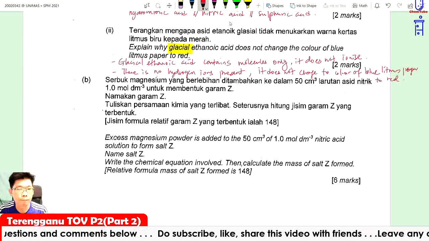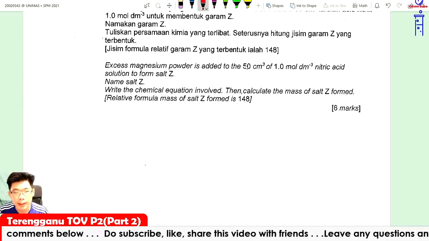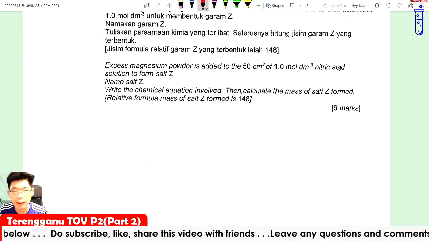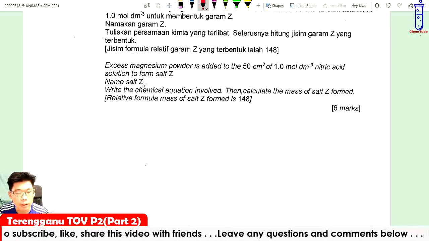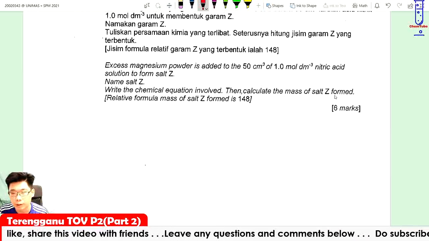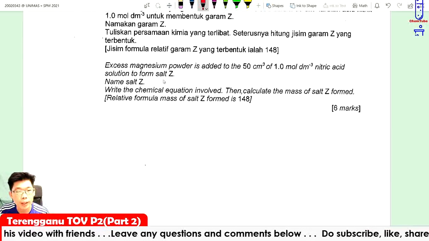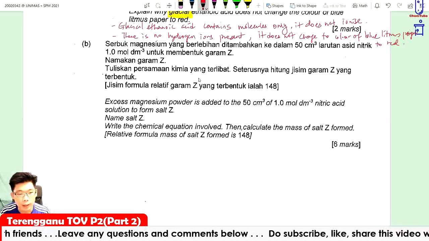Okay, very simple. Now excess magnesium powder is added to 50 cubic centimeter of 1 mole per cubic decimeter nitric acid solution to form the salt Z. Name the salt Z and then write the chemical equation involved, then calculate the mass of the salt Z formed. Okay, so here magnesium powder. So we can write the equation first.